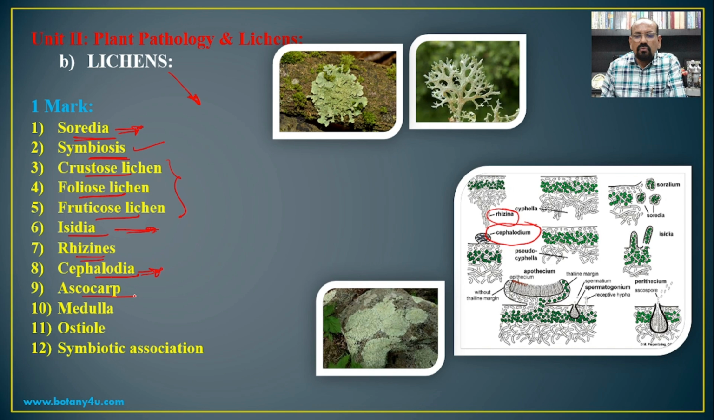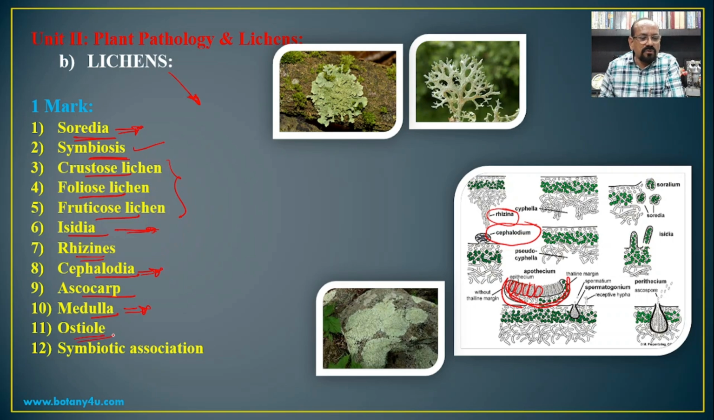Then ascocarp. If you see the formation of the ascus in an apothecium, there is the presence of an ascocarp, a common structure in which the development of the asci takes place. Then medulla is the central part of the thallus, which is made up of many hyphae of the fungi.